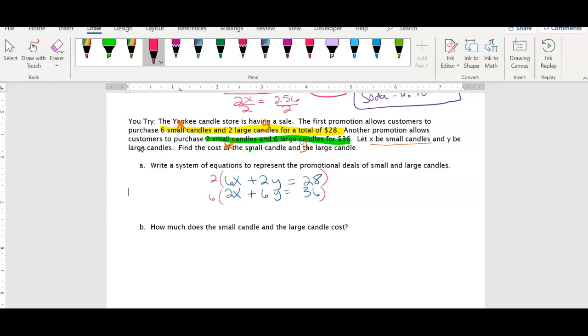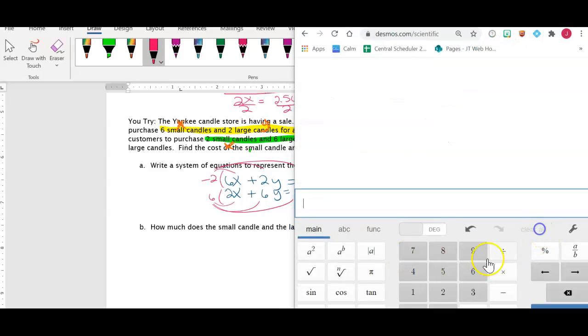Since they're both positive, I want to make sure that one is negative, so I'm just going to throw a negative on the top number. So I'm multiplying everything times negative 2. So we got negative 12x, negative 2 times 2 is negative 4y, and then negative 2 times 28 is negative 56. On the bottom, I'm going to multiply everything times 6. So we have 6 times 2 is 12x, 6 times 6 is 36y, and then 6 times 36, I'll use a calculator for that. That equals 216.